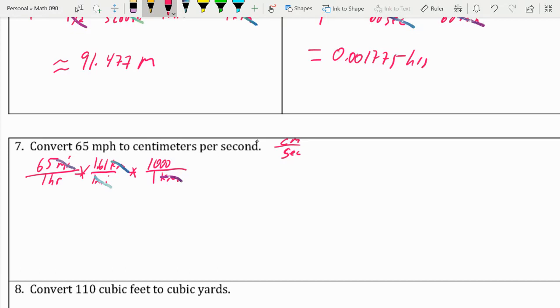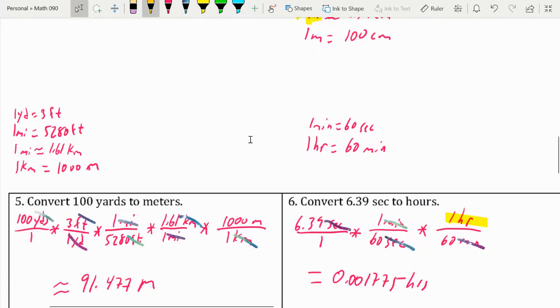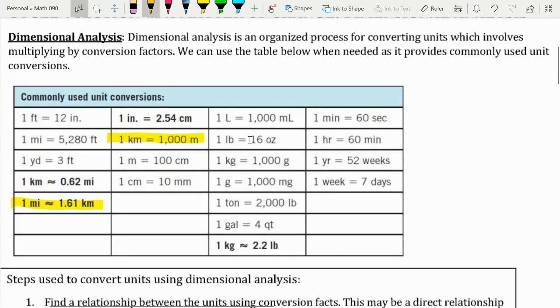It was 1,000 meters. Glad I caught my mistake. Normally you guys yell at me in the classroom when I make a mistake. All right, now I need to go from meters to centimeters. Meters to centimeters. Right there.